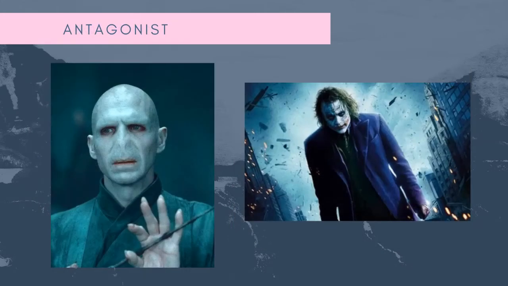Let's go to the antagonist. Now, the antagonist is the villain of the story, and for Harry Potter, we have Voldemort or Lord Voldemort. And for Batman, there's a lot of villains for the story of Batman, but the most known villain is Joker right here. So Joker is the antagonist or the villain, and Voldemort is the antagonist for Harry Potter.